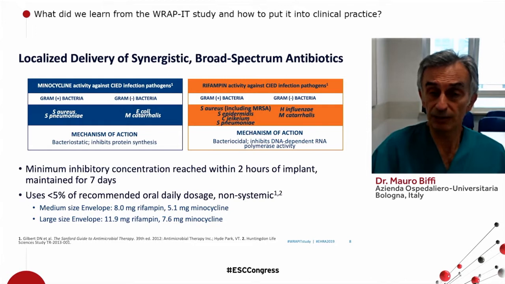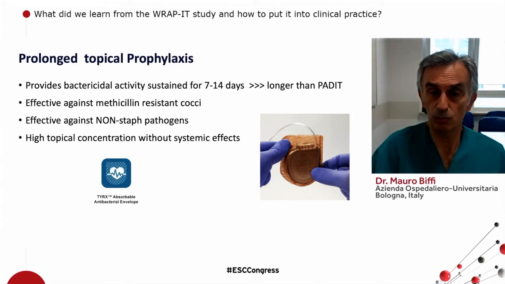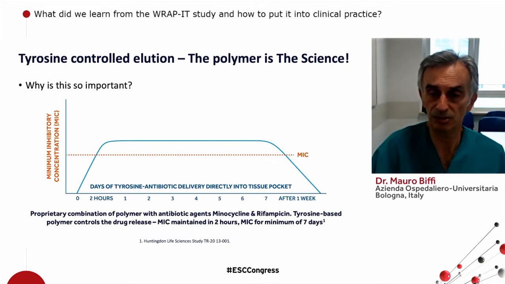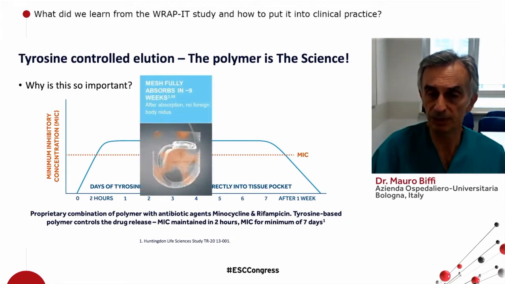There is one way, which is a sustained release by a polymer that is wrapped around the implanted system, the generator and the leads in the pocket. This enables sustained drug delivery up to 2 weeks and is active against methicillin-resistant cocci and non-staph pathogens, and has high bactericidal concentration without systemic effects. This is the specific kinetics of the 2 antibiotics released by the polymer, which in the end is absorbed within a few weeks, leaving no nest for further bacterial seeding.